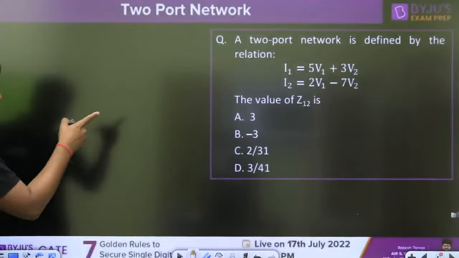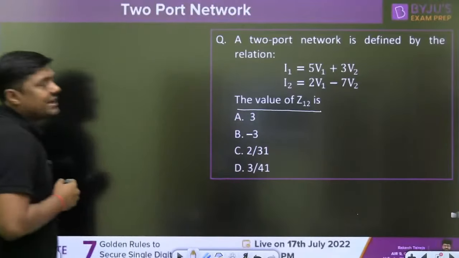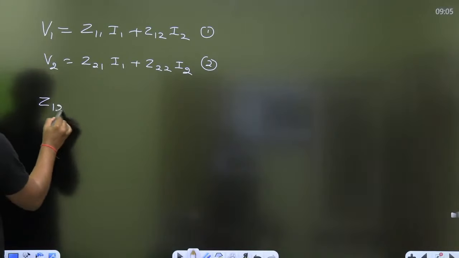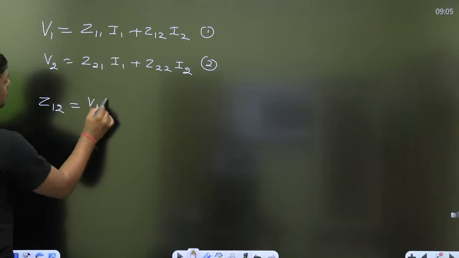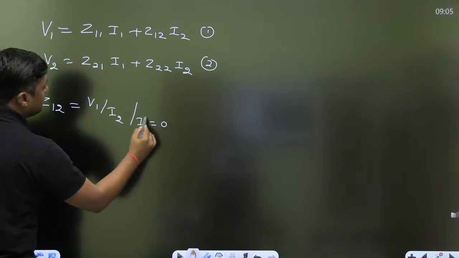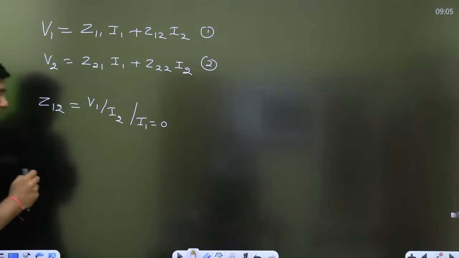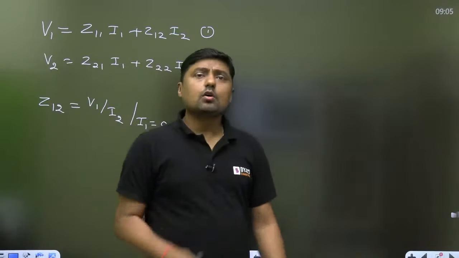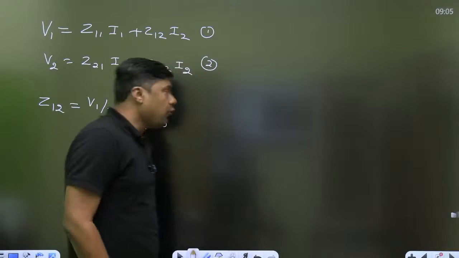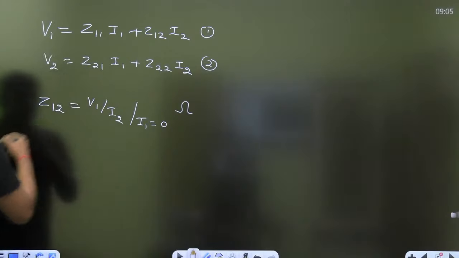Now you have to find Z12. Watch this line. So what is the Z12? You can write that Z12 is equal to V1 by I2 with I1 equal to 0. I1 equal to 0 means the input is open circuit. Z parameters are also called open circuit parameters, and the unit of all the Z parameters is ohm.